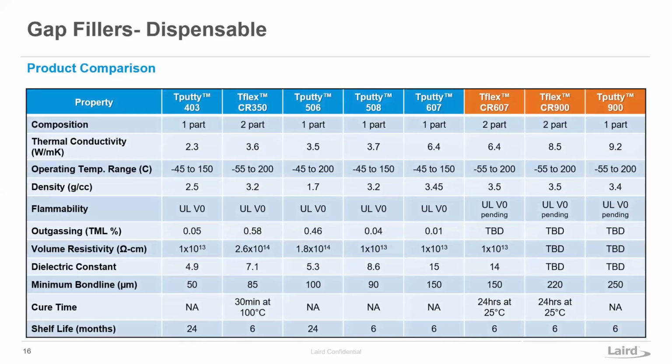This is a chart of our dispensable gap fillers. Again, in orange are our new products, and we continue to move up the thermal conductivity ladder. We've recently introduced the 2-part. The T-Flex CR numbers are 2 parts, where these are 1 part. So we've just introduced a CR607, and it's a 6-watt 2-part dispensable. We're very imminently launching CA900 and T-Putty 900, which are even higher thermal conductivity yet.